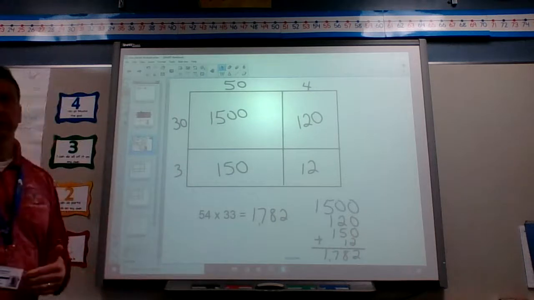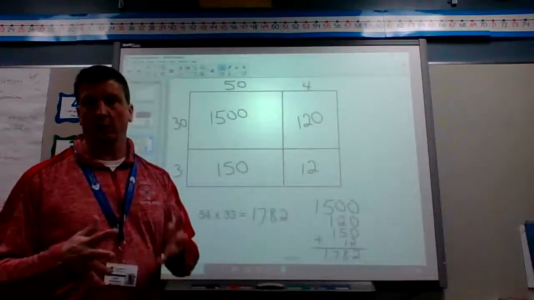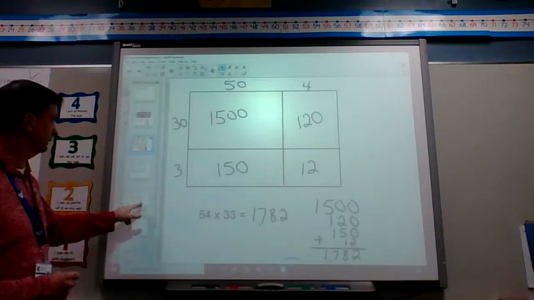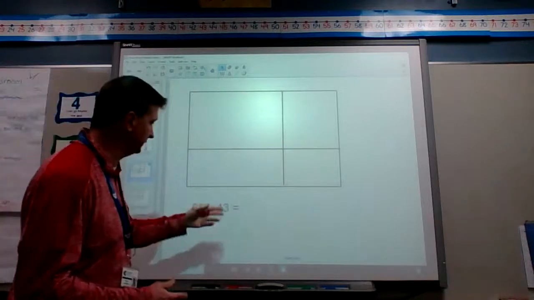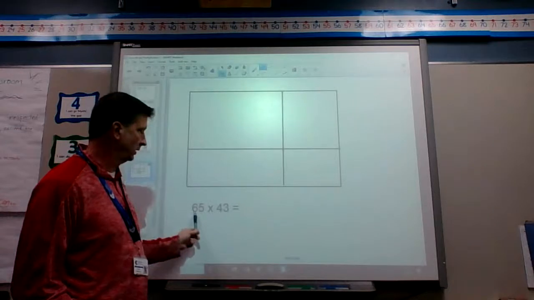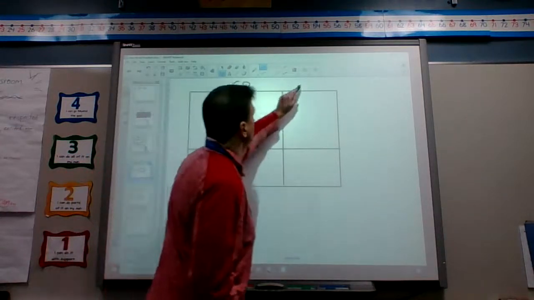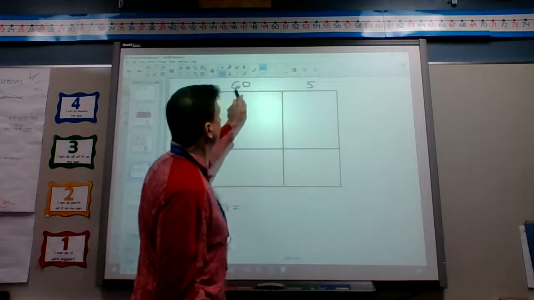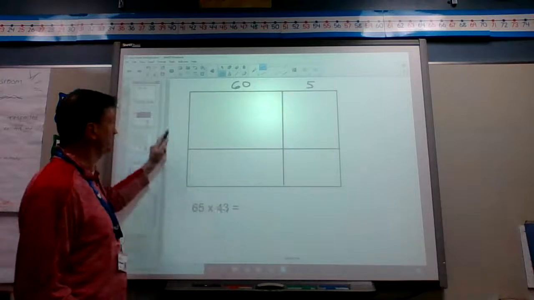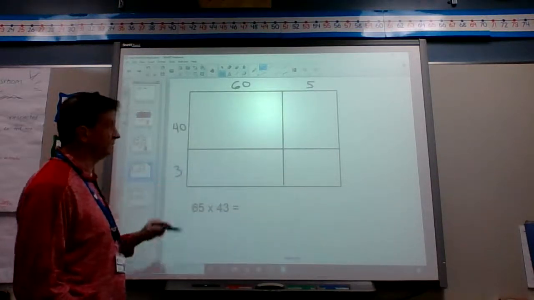Now, in your learning bundle, there is a page that will go over this and explain it, so mom and dad can work with you and help you on it. Let's do one more here. 65 times 43. So remember, we're going to take our 65 and break it into tens and ones. I have 6 tens, which is 60, and 5 ones over here. 43, I have 4 tens, which is 40, and 3 ones.